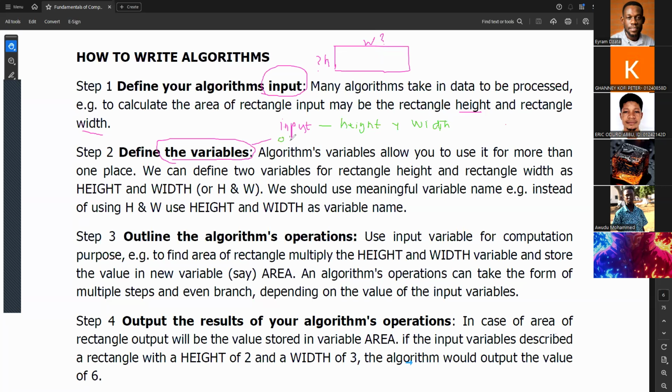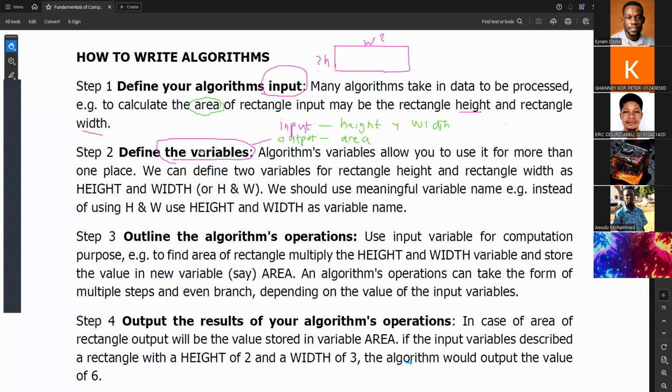Then when it comes to the output variable, it is basically looking at what you want to find, what you want to calculate. In this context, we want to calculate the area of a rectangle. So the area here becomes our output. That is the result we want after this computation, after solving this problem.